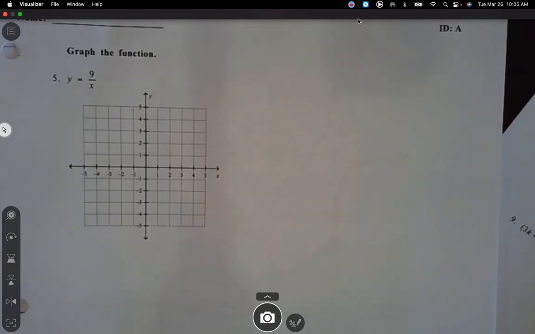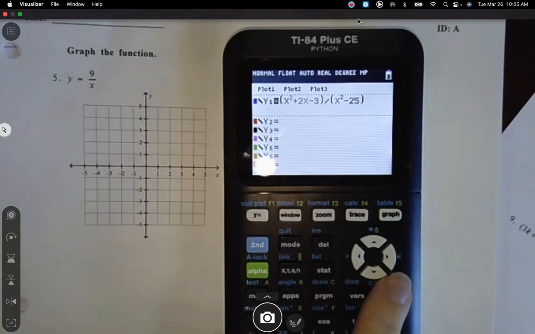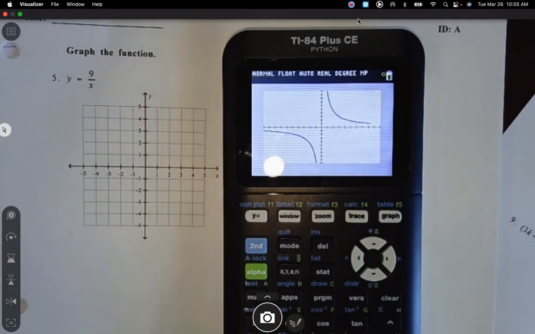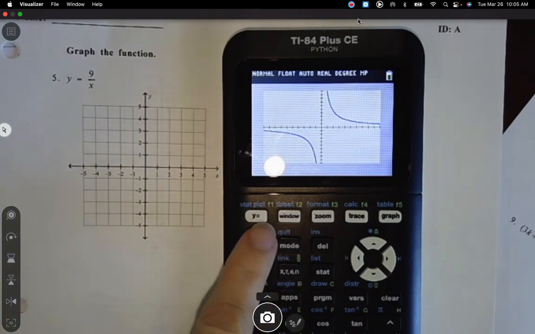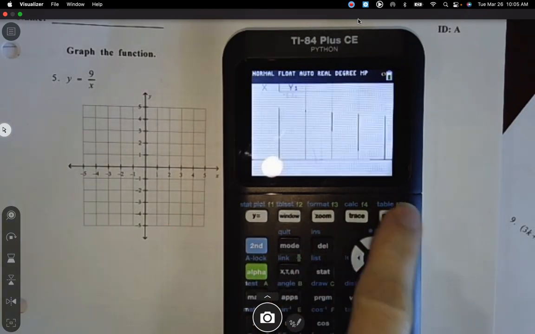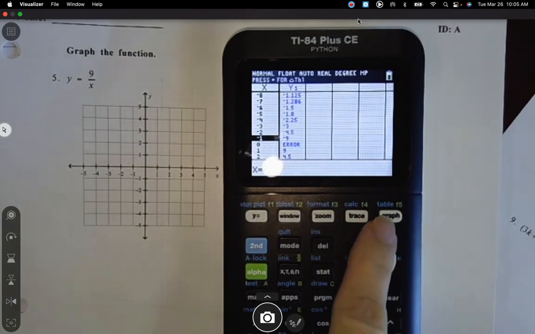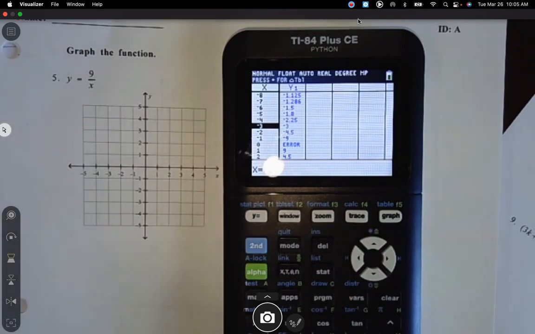Okay, but you're just going to graph it. And I would go to y equals 9 divided by x, graph. And there it is. That's what it's going to look like. So I would press second table and then just pick some numbers. Okay, so that has -3, -3.